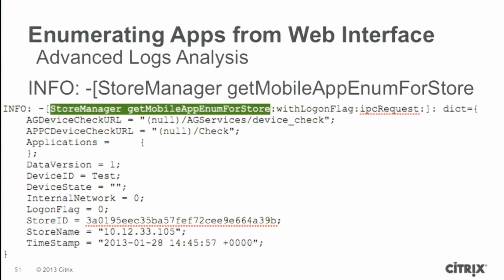Here we have a user enumerating an application from web interface. You'll see these get mobile app enum store messages. It gets duplicated, and that's normal, but here you can see some of the metadata contained in that message.